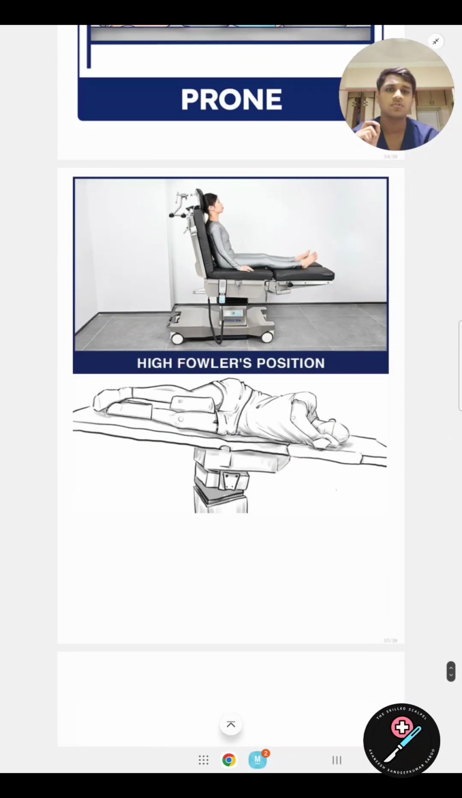As you can see, this is the Fowler's position or the sitting position. It is used for posterior cranial fossa surgeries and for breast reconstructions. It gives a bloodless field which is required for these surgeries. But the problem with this surgery is that if there is a cut in the veins, there is a vacuum formed which could lead to air embolism.